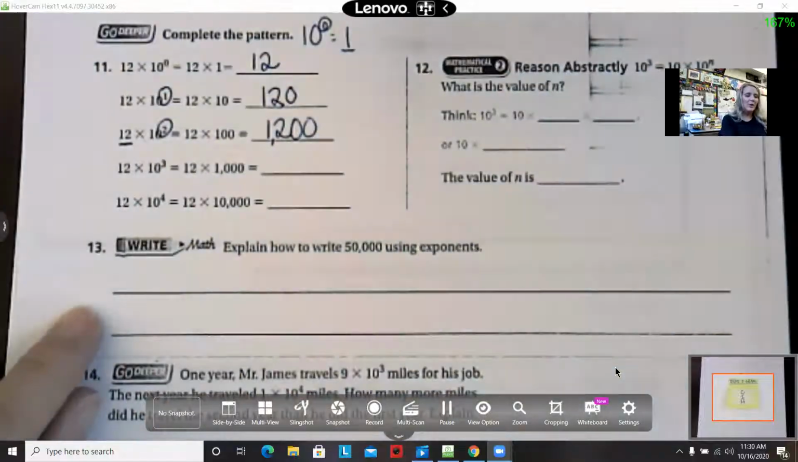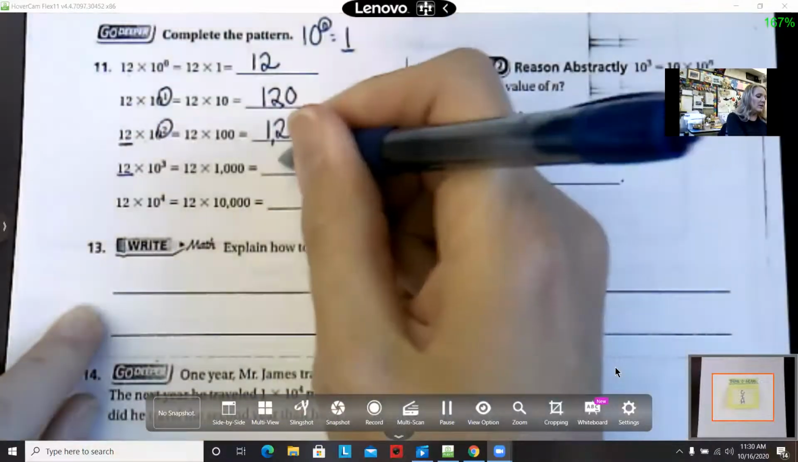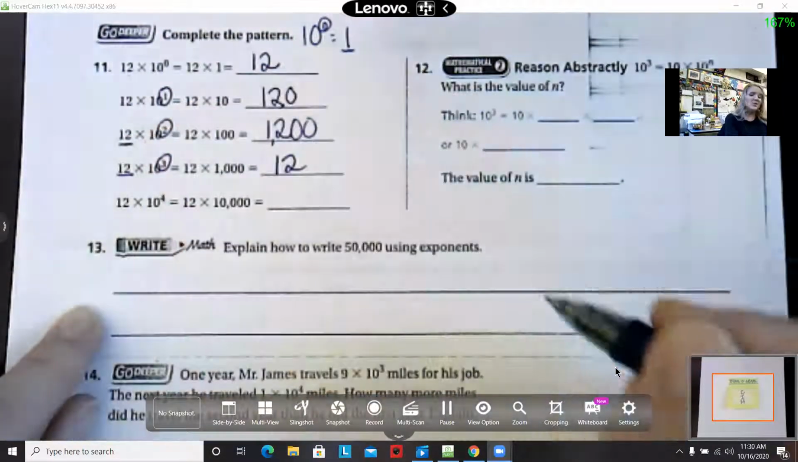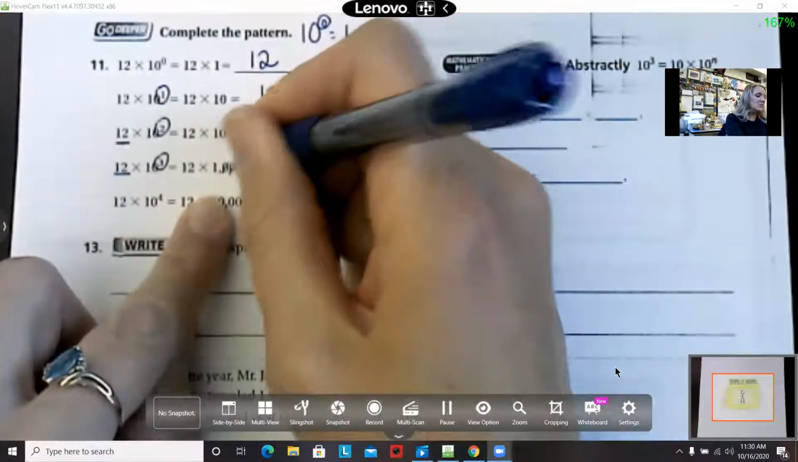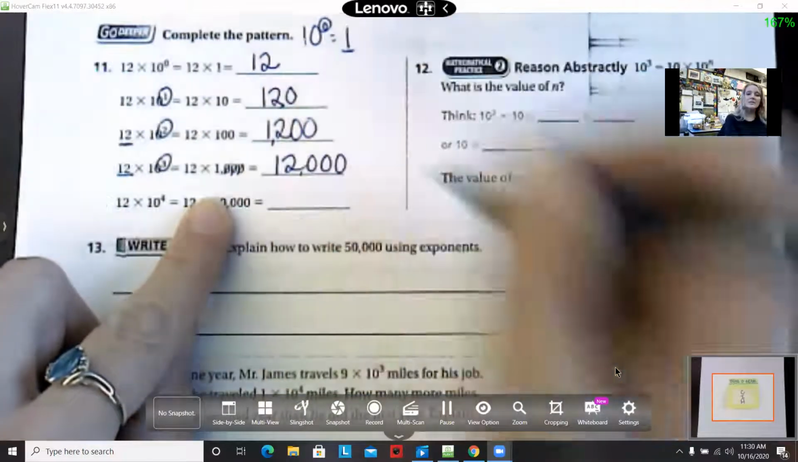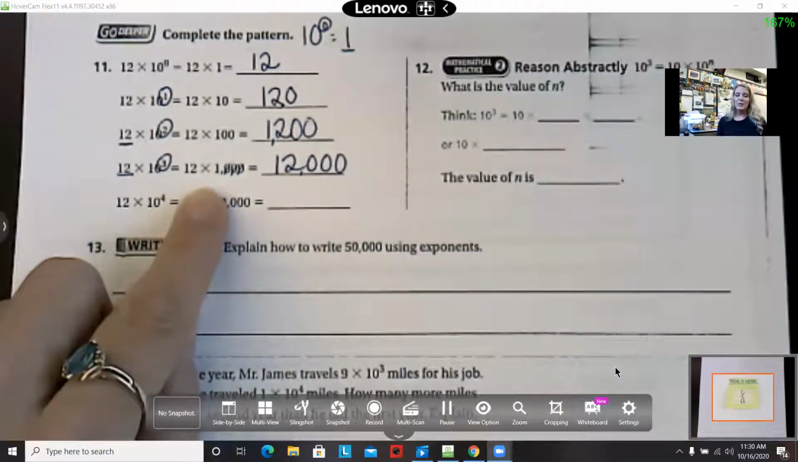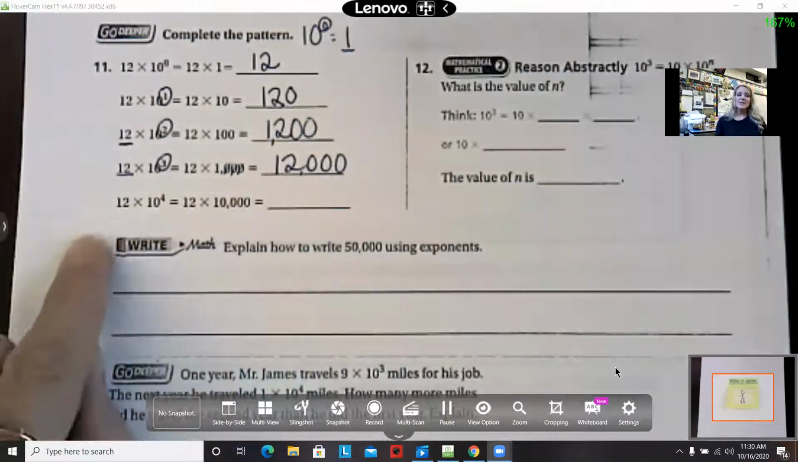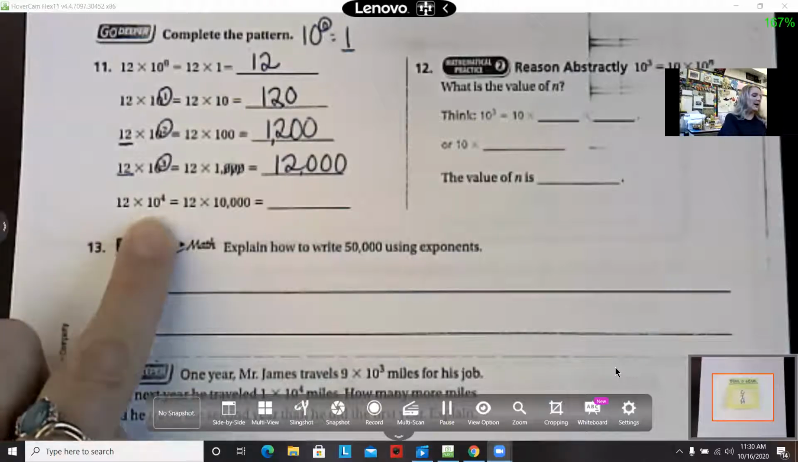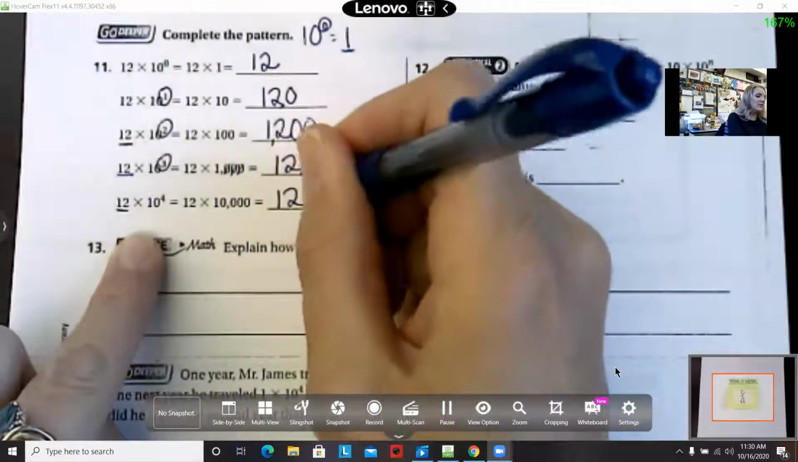12 times 10 to the 3rd power means you take your 12 and add 3 zeros to it, because you're multiplying it times 1,000. So we're just taking these 3 zeros and adding them to the end. So 12 times 10 to the 3rd power means 12 times 1,000, which is 12,000. 12 times 10 to the 4th power means you're writing down your number 12.